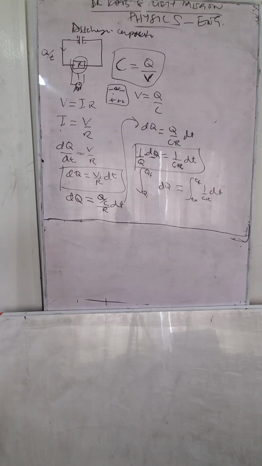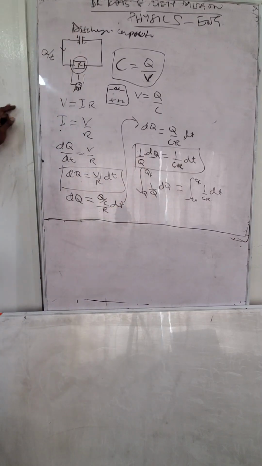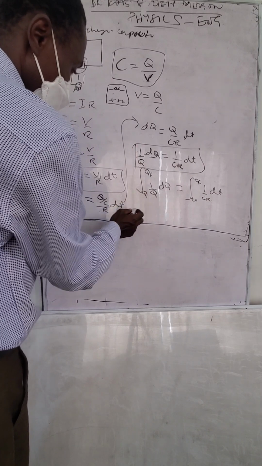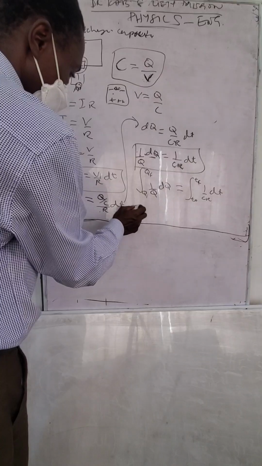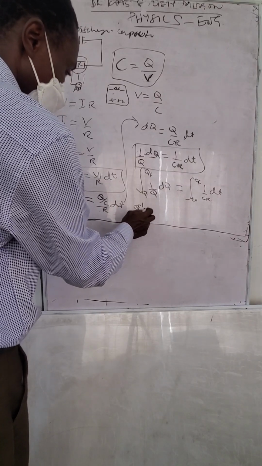Okay, so this is 1 over Q. Right, so we are good to go from here. Now we can integrate this. If you integrate this one, it's the same as writing Q to the power of minus 1. If you integrate this one, you add 1 to the power, it becomes what?